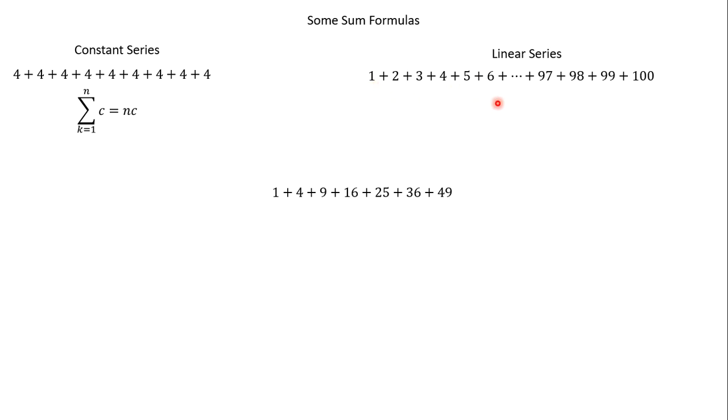What happens is if you take the first one plus the last one, you get 101. If you take the next one plus the next last one, 2 plus 99, you get 101. 3 plus 98 is 101. 4 plus 97 is 101. So when you take these pairs and add them together, you always get 101. And then we just have to multiply by how many pairs we have. That's going to be half of the number. So it's however many numbers we have, 100, divided by 2, times 101, the first plus the last. In general, we have the sum of k from 1 to n. It's n plus 1, the last number plus the first one, times how many numbers we have divided by 2.